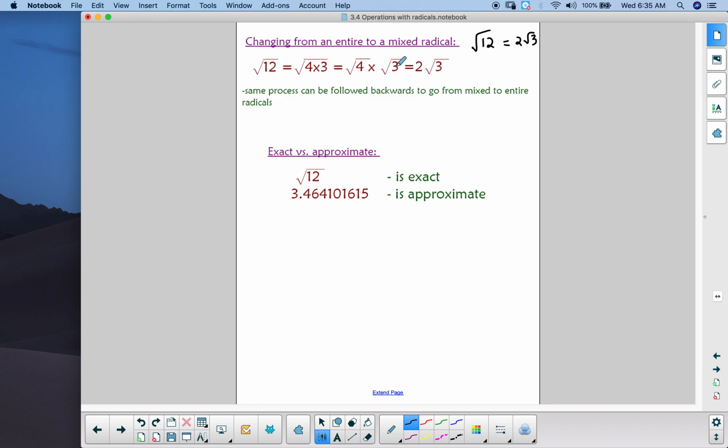So you can go back and forth. You can go from 2 root 3 and create an entire radical, or you can go backwards, from the simplified form to create a mixed radical. When you do the square root of 12 and leave the answer within the radical, that's the exact answer. If you took the calculator and did the square root of 12, it will give you a number like this, and it's only an approximation. So leaving an expression with its radical is the exact answer, whereas trying to find the actual value and round it is an approximate answer.